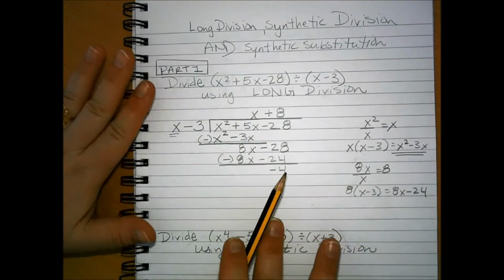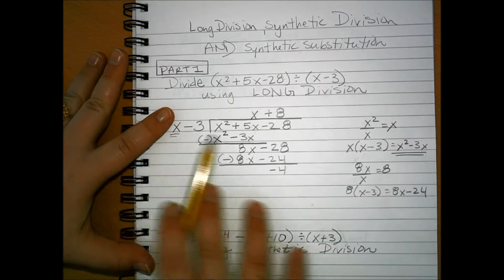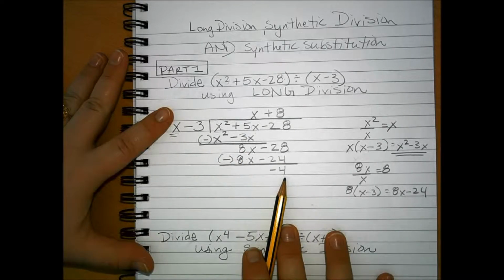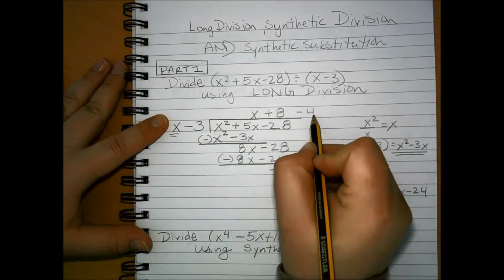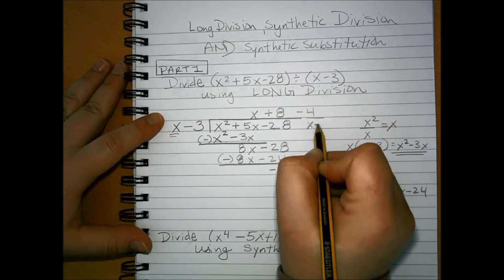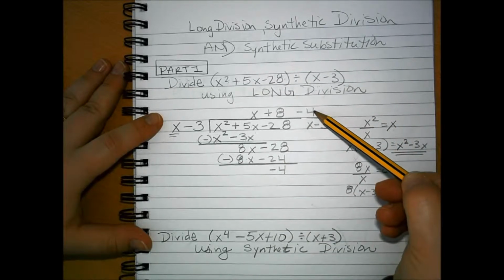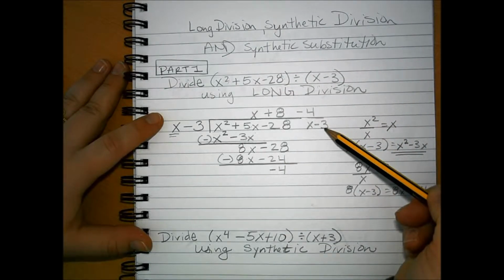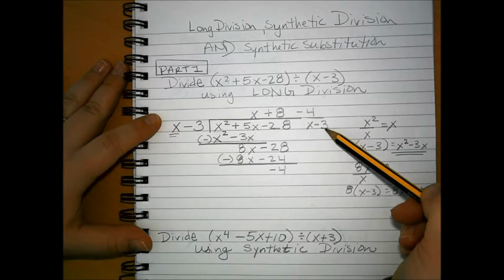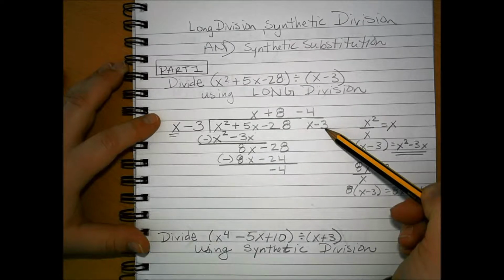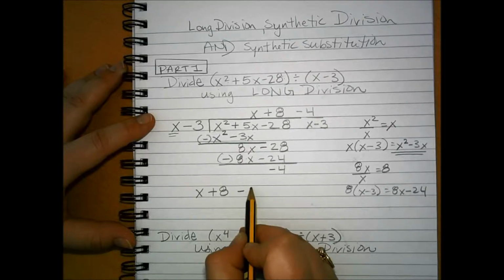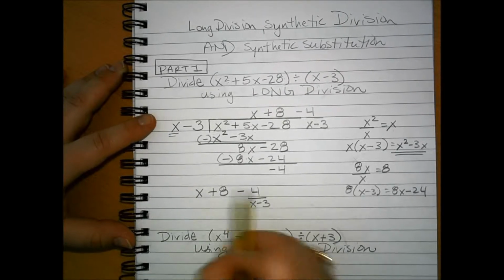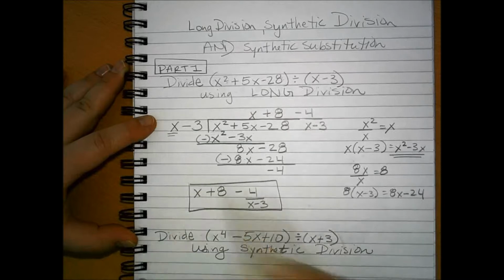Now I know I'm done because x can't go into 4. There's nothing else, so I know this is the remainder, and I can write my remainder as a fraction with the remainder as the numerator and the divisor as the denominator. Then I can write out my final answer below so I'm very clear on what my answer is when I look back over my work.